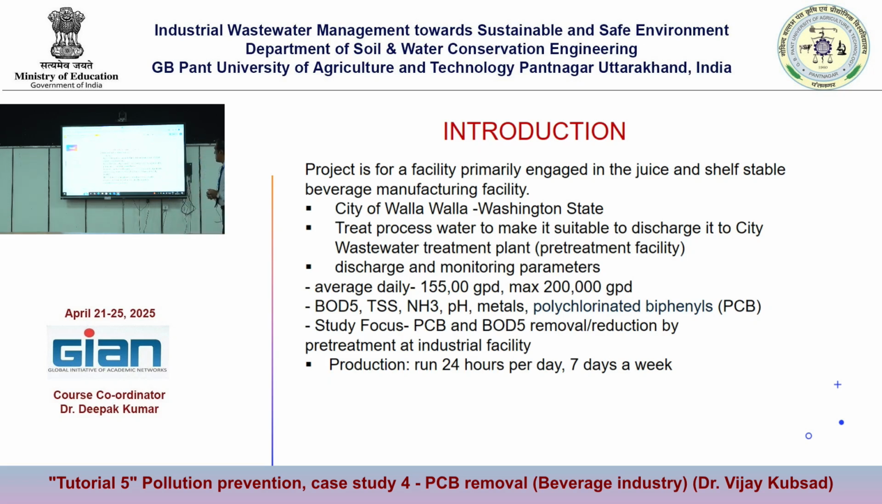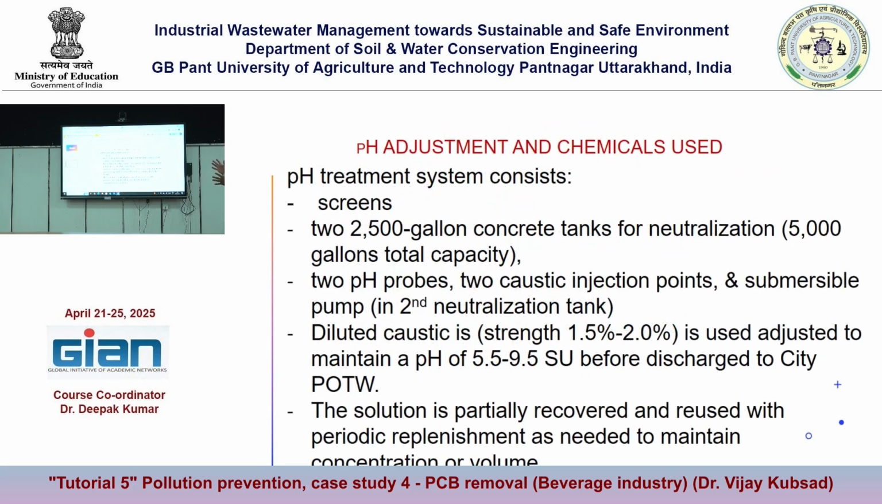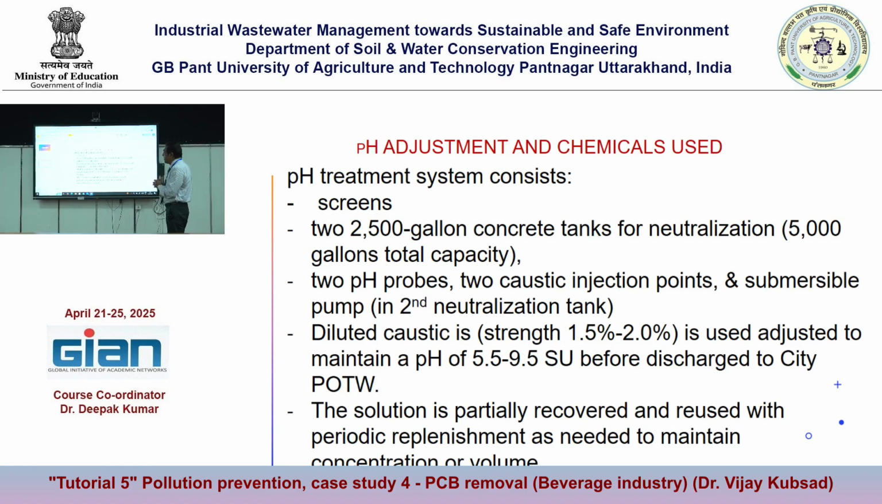Very good. So, pH adjustment and chemicals used. Screens: you are given a little bit of background about what kind of treatment they do. A 2,500 gallon concrete tank and neutralization. You understand? Neutralization is done. What is the chemical used? Caustic soda, to adjust the pH to within this range.